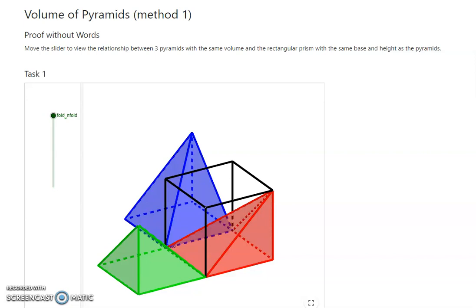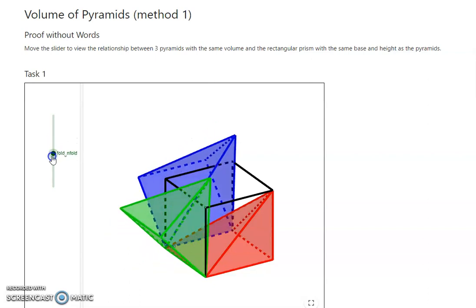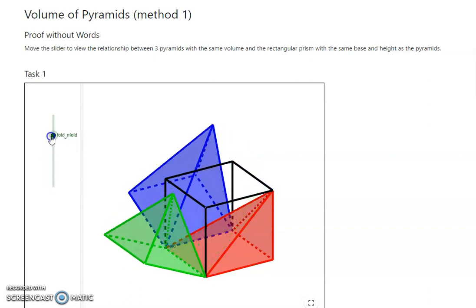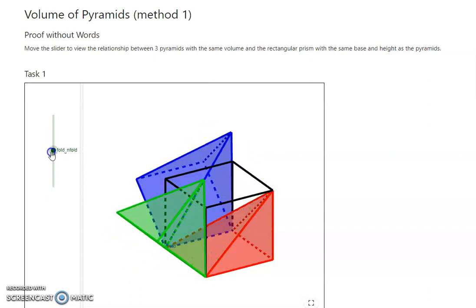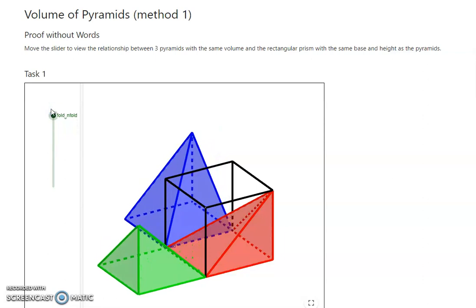So hopefully you found with the paper pyramids that it took 3 of them to make a cube. Here's another demonstration to show you that these 3 pyramids will come together to make a cube. The thing that's true about all 3 of these pyramids is they all have the same base, since the shape they're making is a cube, and they all have the same height.